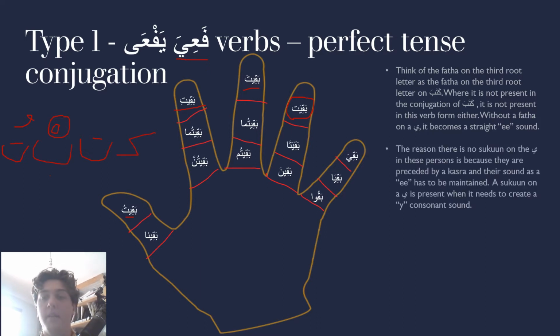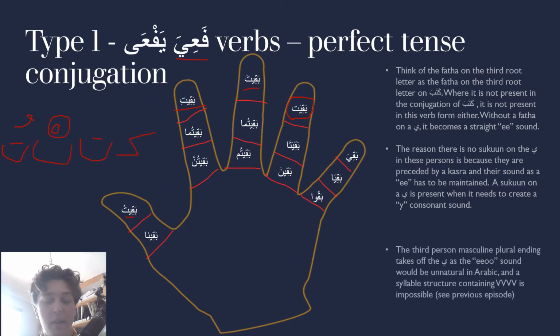Now, the reason there is no sukun on the ya in these persons is because they are preceded by kasra, and their sound as an e has to be maintained. And the sukun on a ya is only present when it needs to create a consonantal y sound. And we want to maintain this e sound. We don't want to say bakaitu, for example. We want to say bakitu. That's why there's no sukun there.